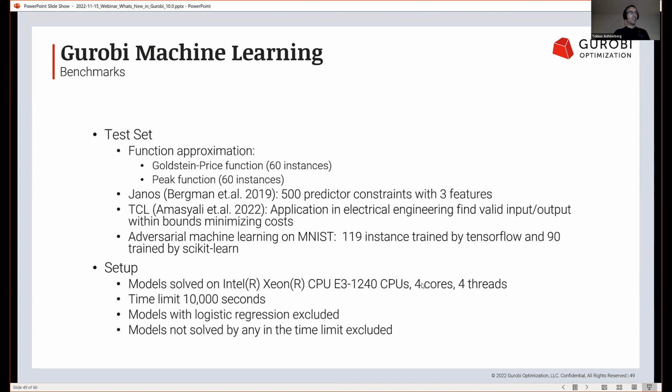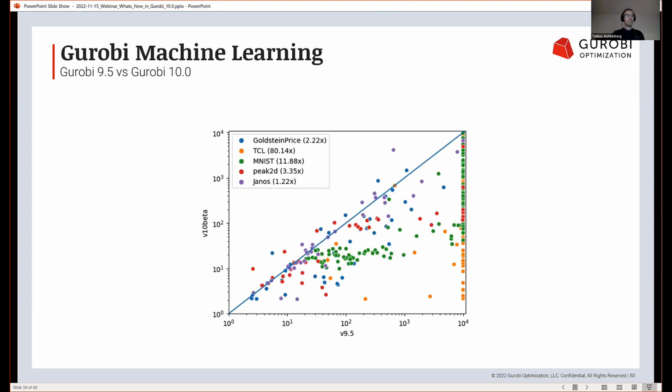So on relatively old machines, this is our compute cluster that we always use, with a time limit of 10,000 seconds. Some models have been excluded, and we also excluded those models that cannot be solved by either of the two solvers within the time limit. And then you see the result here. So let's try to interpret that graph.